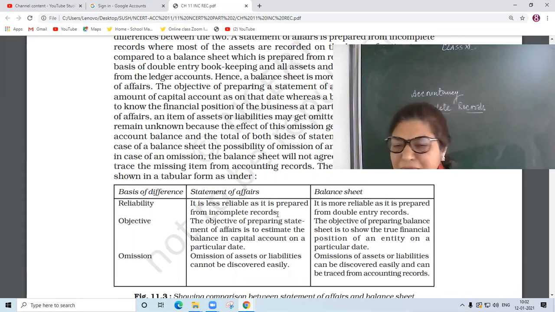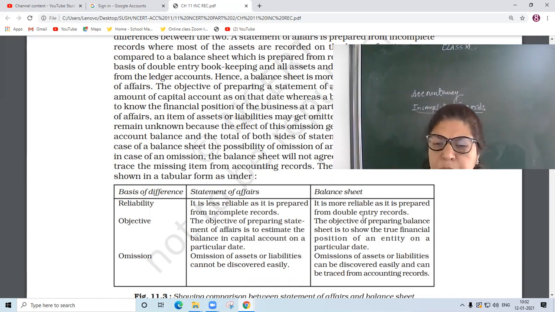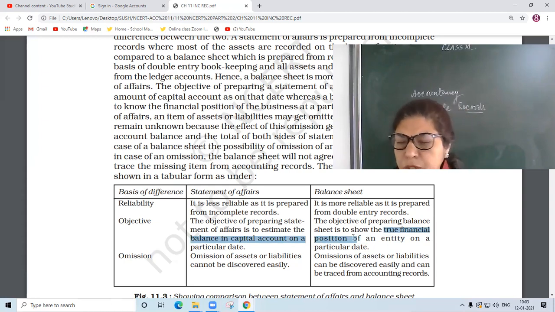In the statement of affairs, capital is always the balancing figure. The balance sheet is more reliable. The statement of affairs is prepared under the single entry system, while the balance sheet is prepared under the double entry system. The main aim of preparing a statement of affairs is to find out the balance of capital. But the main aim of the balance sheet is to know the true financial position. See, if you want to know the true financial position of any organization, you have to check the balance sheet.